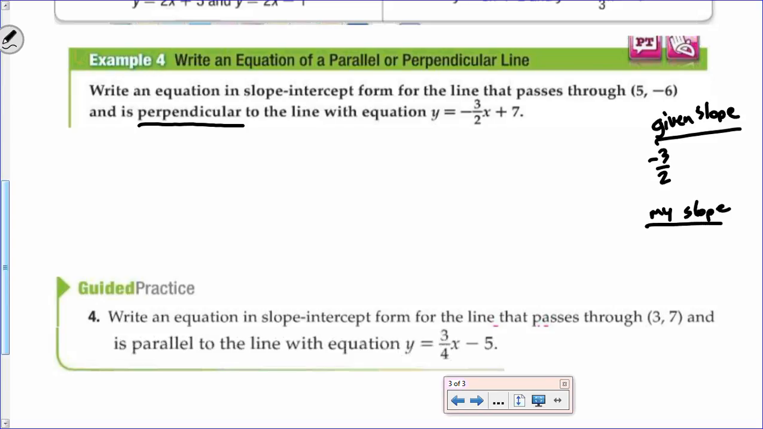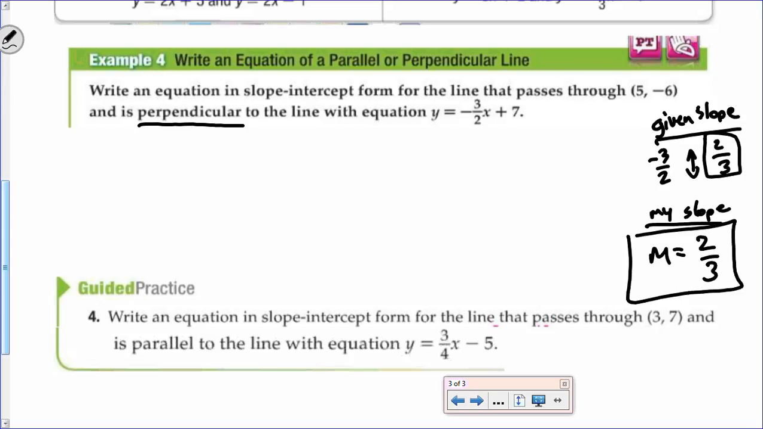Or our slope, or the slope that's perpendicular, whatever you want. What I need to do is flip the fraction, so it's going to become 2 over 3. It was negative, so it becomes positive. So this is the slope we're going to use: m equals 2/3. Flip the fraction, change the sign. It's negative reciprocals. All right, so this is the slope we need to use for that perpendicular line.